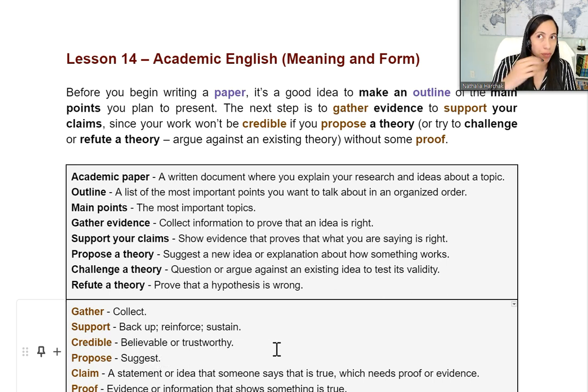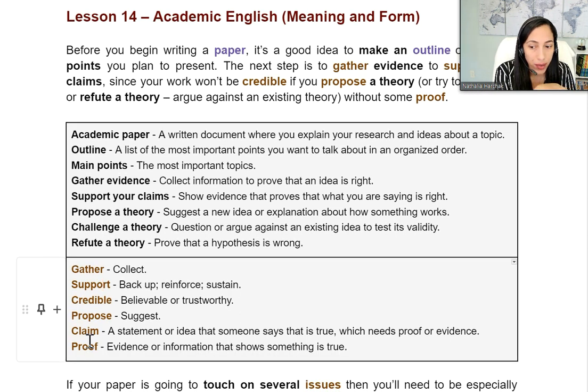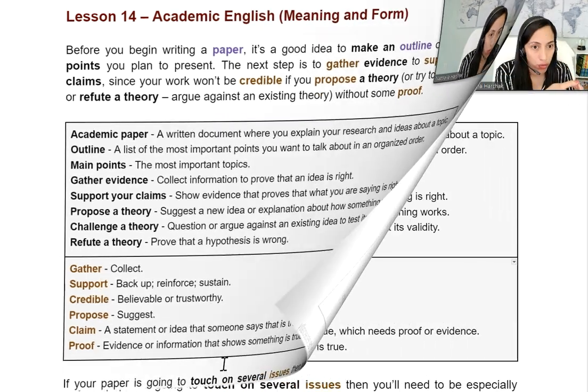So something important to know is the word credible, believable or trustworthy. So some people say things, but they don't have any proof. So this means that what they're saying is not credible. It's hard to believe. It's not believable. Okay? And I've already told you about the word propose. Claim, a statement or idea that someone says that is true, which needs proof or evidence. So it's basically your opinion. Proof, evidence or information that shows something is true.